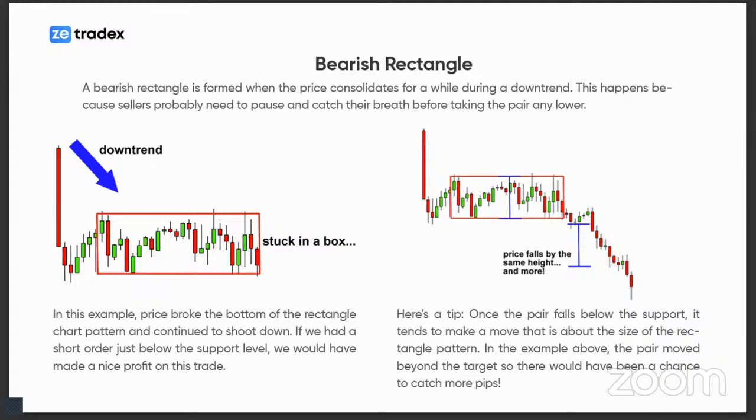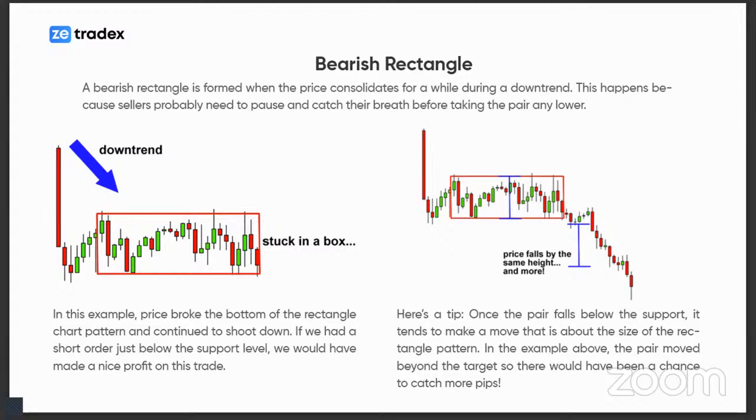Similarly, we have what we call the bearish rectangle. Now, a bearish rectangle is formed when the price seemingly consolidates for a while during a downtrend, and this happens, of course, because sellers probably need to pause and catch their breath before taking the pair any lower. Now, you've seen a downtrend, you've seen an example of a consolidation. We use our bearish rectangle. We mark it out, showing the consolidation part, and then price falls by the same height and more, and you see a lot of downtrend.